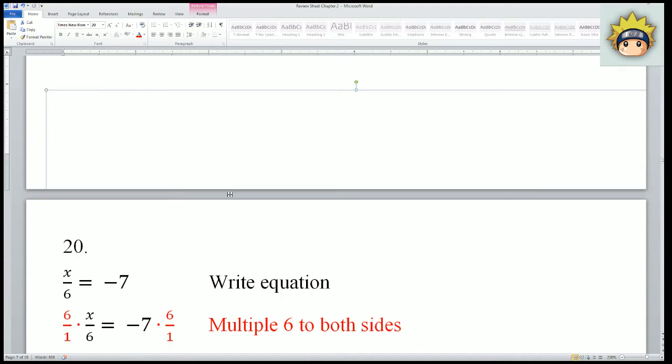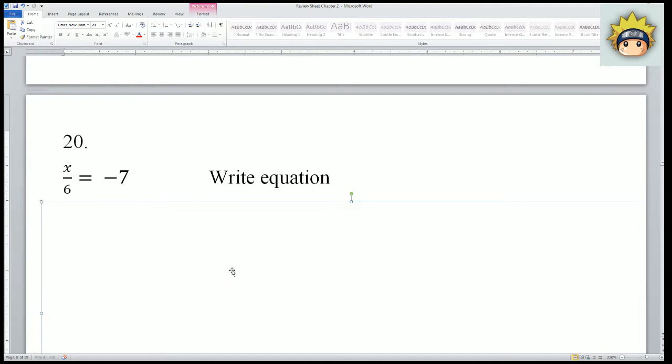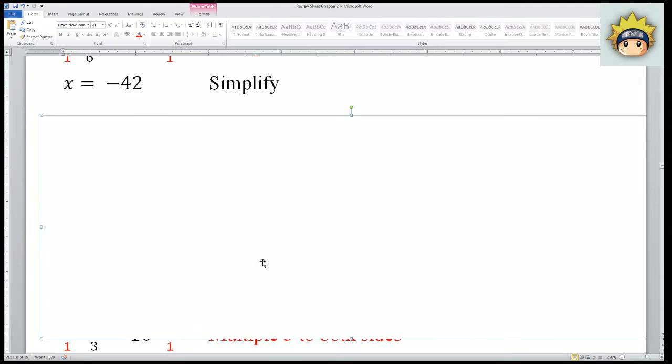Alright, let's go look at 19 now. 20. 20 has x divided by 6 is equal to negative 7. Okay, what is attached to the x? Is this divide by 6? What is the inverse of divide by 6? It is to multiply by 6. Multiply both sides by 6. The left hand side, what is left is your x. The right hand side, negative 7 times 6 is negative 42.